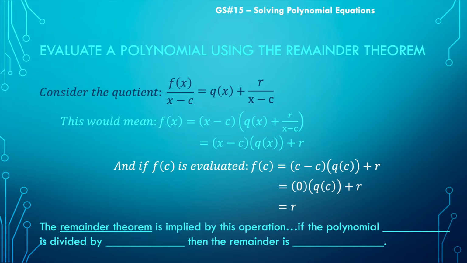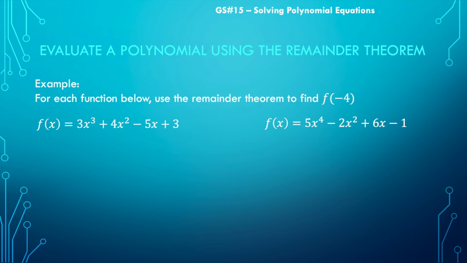That is actually the gist of the remainder theorem, which is implied by this whole idea. If a polynomial f of x is divided by the expression x minus c, then the remainder is nothing more than f of c. Let's think about that again. The remainder is equal to f of c. Say that again. The remainder is equal to f of c. So how is that important? Well, that means we can use the remainder theorem to evaluate. Remember how fast synthetic division is? That makes it really fast to evaluate these things.